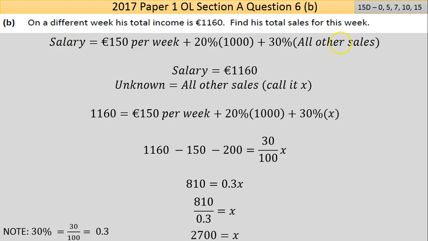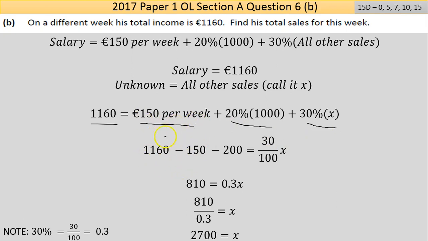My unknown is going to be this piece here. I'm going to call it X, so I end up down here, the 1,160 is his salary, the 150 per week base pay, the 20% of 1,000, and then 30% of what we don't know. So you break it down.